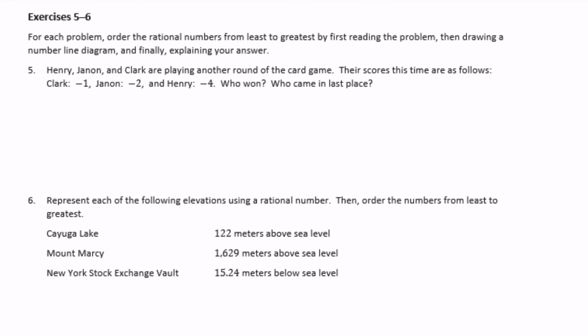Exercises 5 through 6. For each problem, order the rational numbers from least to greatest by first reading the problem, then drawing a number line, and finally explaining your answer. So exactly what we were just doing. Henry, Janet, and Clark are playing another round of the card game. Their scores this time are as follows. Clark, -1, Janet, -2, and Henry, -4. Who won? Who came in last?